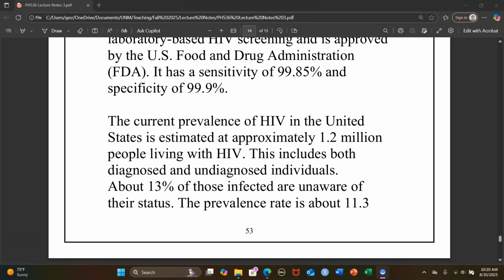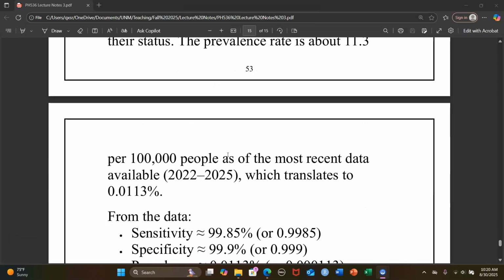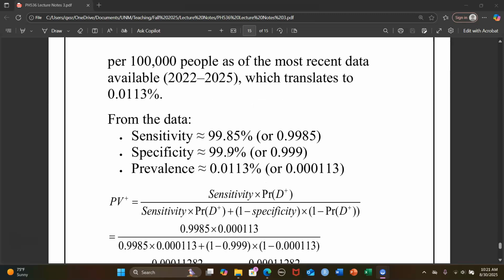The current prevalence of HIV in the United States is estimated at approximately 1.2 million people living with HIV. This includes both diagnosed and undiagnosed individuals. About 13% of those infected are unaware of their status. The prevalence rate is about 11.3 per 100,000 people as of the most recent data available from 2022 to 2025. So this translates to a prevalence of 0.0113%.